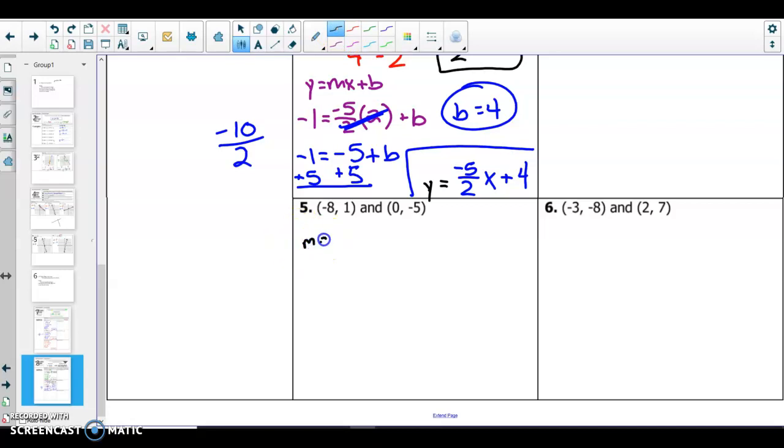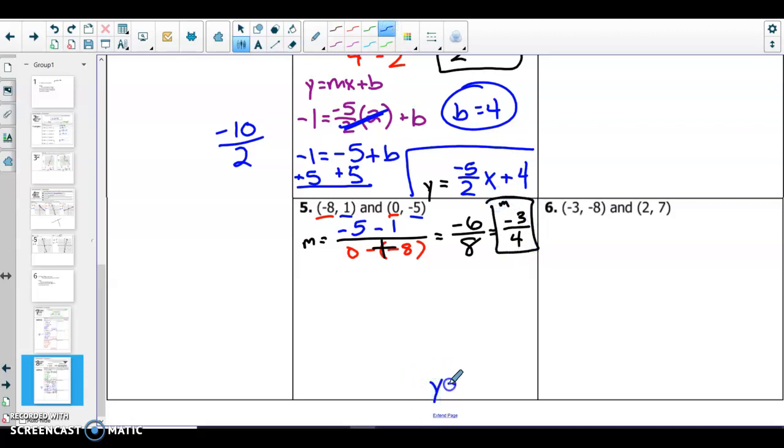Our slope is equal to, subtract our y's, negative 5 minus 1. And then subtract our x's, 0 minus negative 8. Okay, 2 negatives make more negative, so negative 6 on top, and negative negative makes a plus sign, so 8 on the bottom. Let's reduce this thing to negative 3 over 4. There's our slope, negative 3/4.